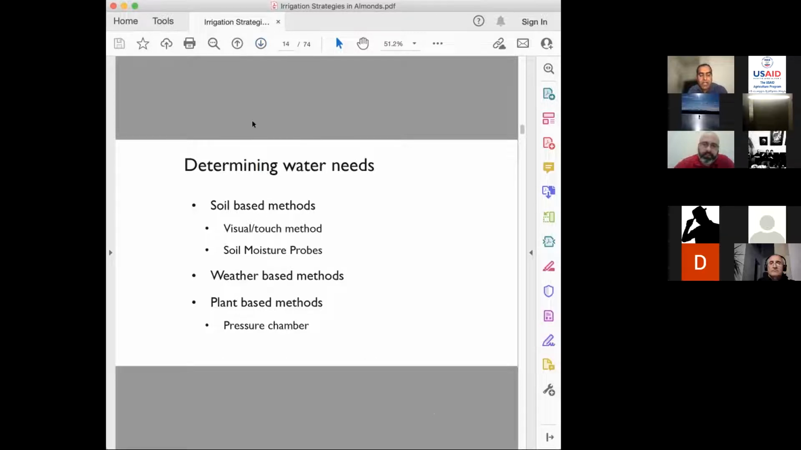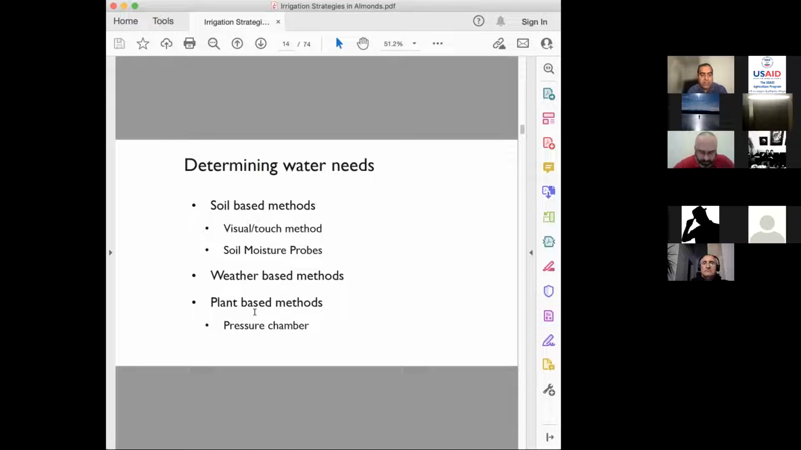So stepping back from the evapotranspiration based calculations, I just wanted to go through some different methods that you can use to determine water needs. We have soil-based methods, and the age-old method is the visual or touch method, or using soil moisture probes to see how much water is available inside your soil, and you can just guesstimate how much water you want to apply. And then the weather-based methods, the evapotranspiration that we have been talking about.